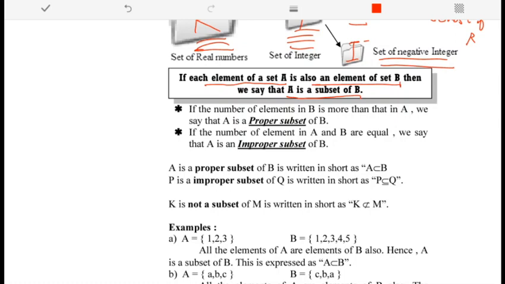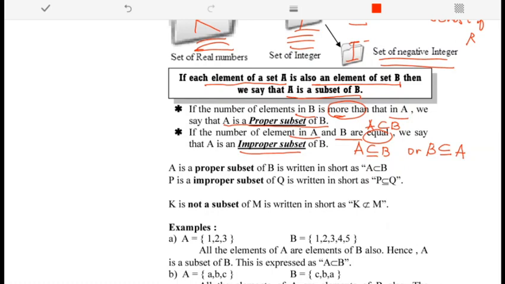Now, there are two conditions here. First is if the number of elements in your B is more than the number of elements in your A, we can say that your A is a proper subset of your B. So in symbol, A is a proper subset of your B. Now, the other condition is if the elements of your A and your B are the same or equal, therefore your A is an improper subset of B, or in symbol, A improper subset of your B. Or also we can say vice versa, B is also an improper subset of your A. Okay, because they are the same.